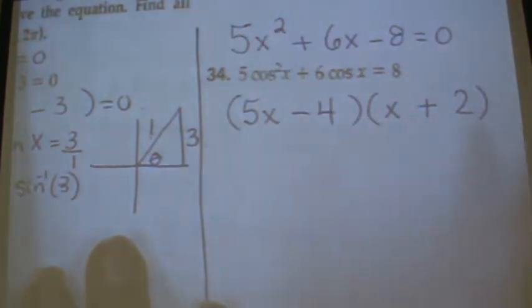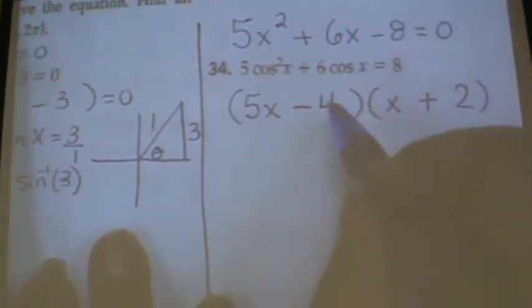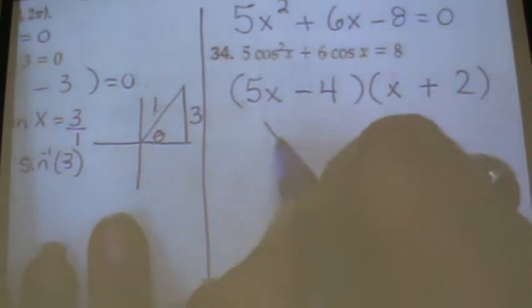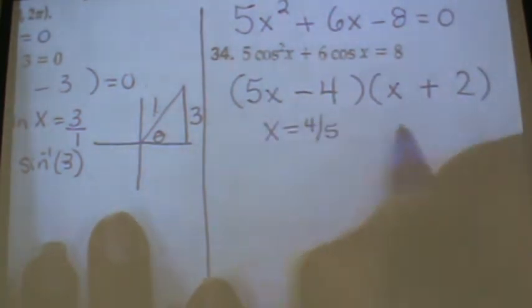Does that work? 10 minus 6, 10 minus 4 is 6. Yep, there it is. So x is 4/5 and x is -2.